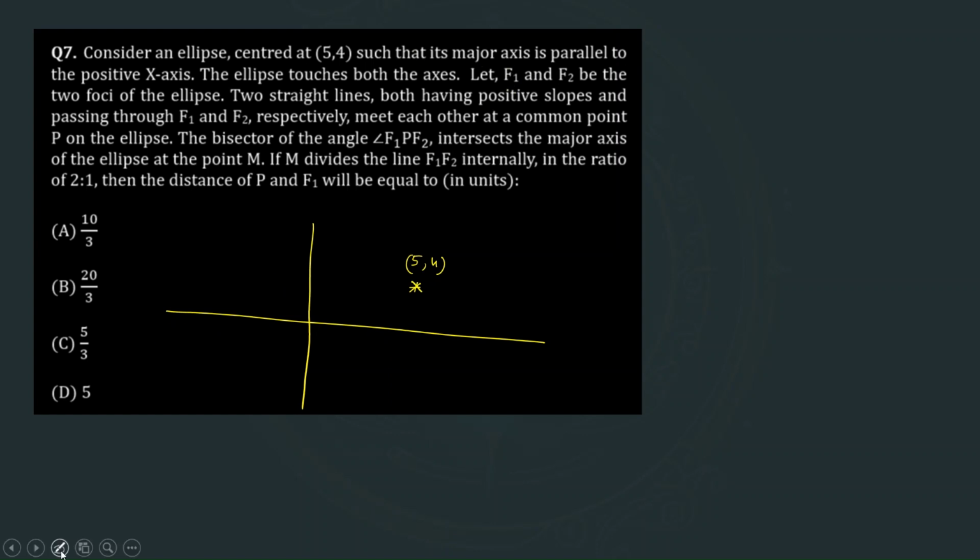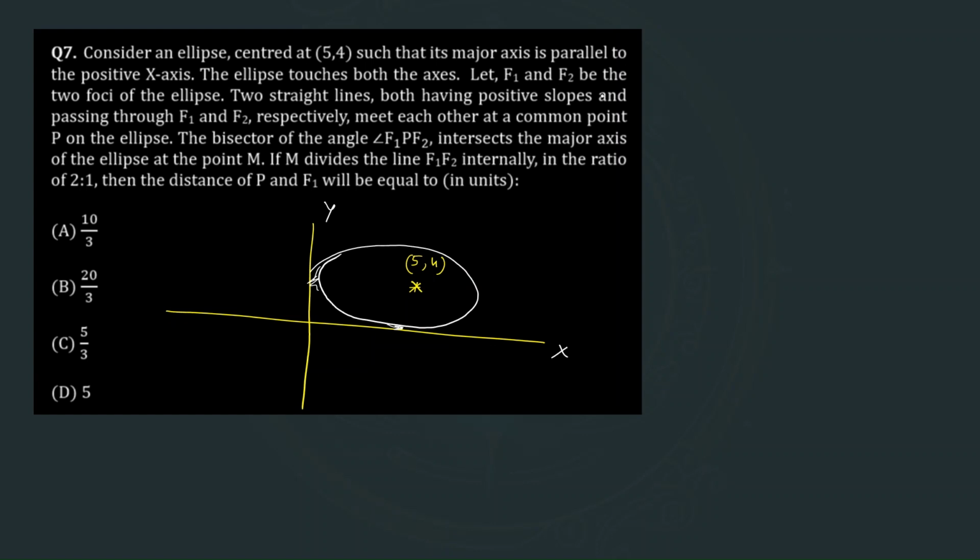That means the ellipse is a horizontal ellipse, and the ellipse touches both the axes. That means the semi-major axis of this ellipse will be equal to 5, and the semi-minor axis of this ellipse will be equal to 4. So here this ellipse touches both the axes. This is x, this is y. Now let us read further.